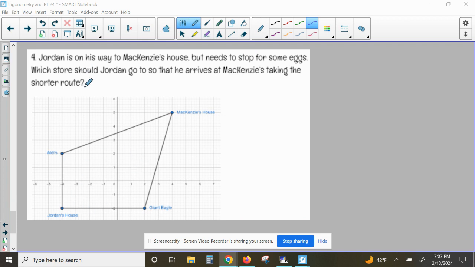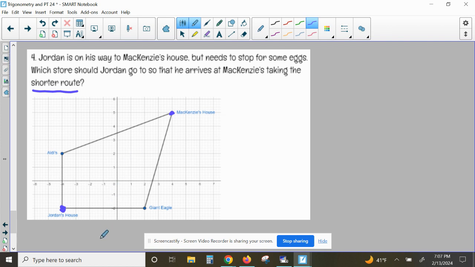So, here is Jordan. He is starting over here, and he needs to get to Mackenzie's house. He can either go to Giant Eagle or he can go to Aldi's. We want to do the shorter route. We don't know the unit of measure, so let's assume that each one of these spaces is about a mile.